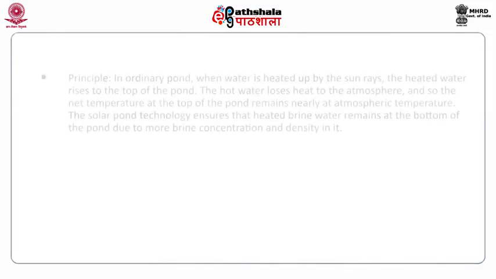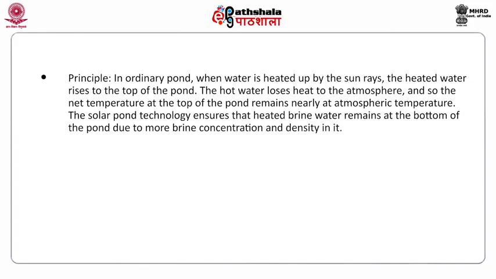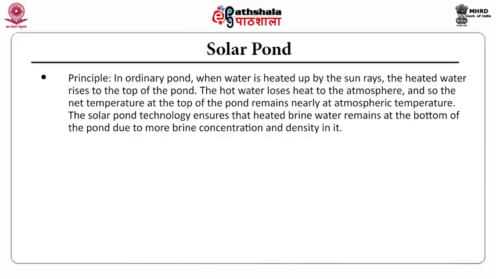Solar pond. In ordinary ponds, when water is heated up by the sun rays, the heated water rises to the top of the pond. The hot water loses heat to the atmosphere, and so the net temperature at the top of the pond remains nearly at atmospheric temperature. The solar pond technology ensures that heated brine water remains at the bottom of the pond due to more brine concentration and density in it.